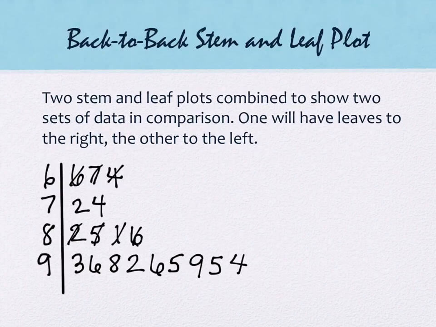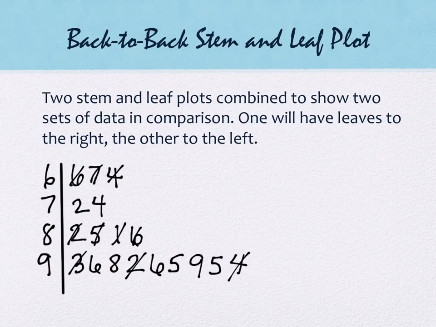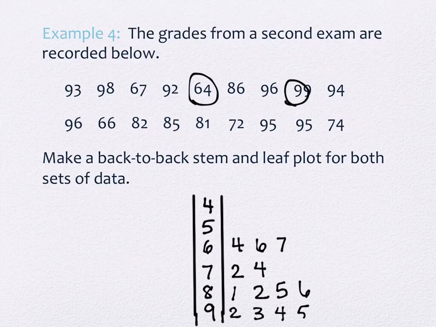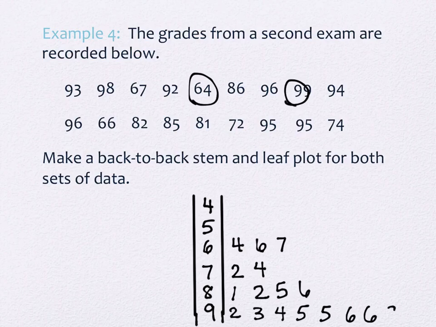We'll probably do it in a couple of steps. Let's see, I have a 2, 3, 4. So 2, 3, 4. 5, 5, 6, 6. And then 8, 9. Okay, everybody good so far?